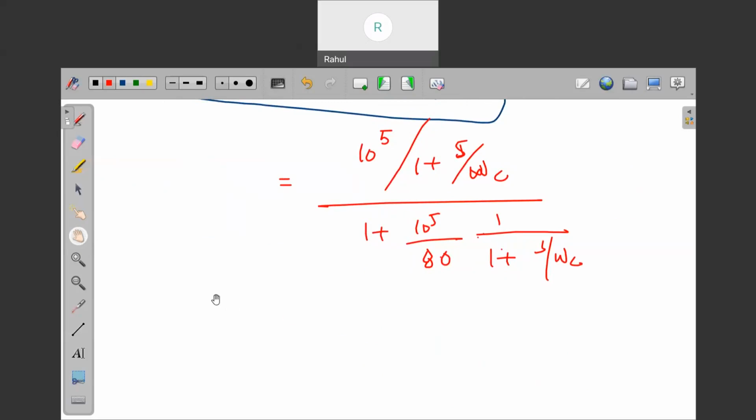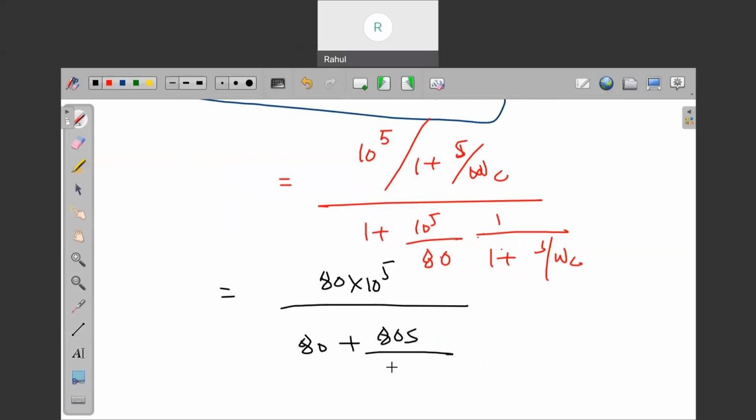So this comes out to be, you can write here, next step will be 80 into 10 raised to power 5 upon 80 plus 80s upon omega C plus 10 raised to power 5, right? So this is the picture here. And now this is V naught by Vi, a function of s.